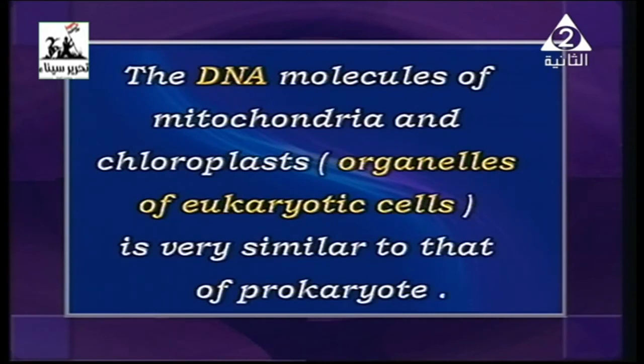The DNA molecules also of mitochondria and chloroplasts, I mean the organelles of eukaryotes themselves, are very similar to that of the prokaryote. So we have here a kind of similarity. If I ask about the similarities between the DNA in prokaryotes and eukaryotes, you have to tell me this information: that the DNA molecules of mitochondria and chloroplasts, which are organelles, are similar to each other.